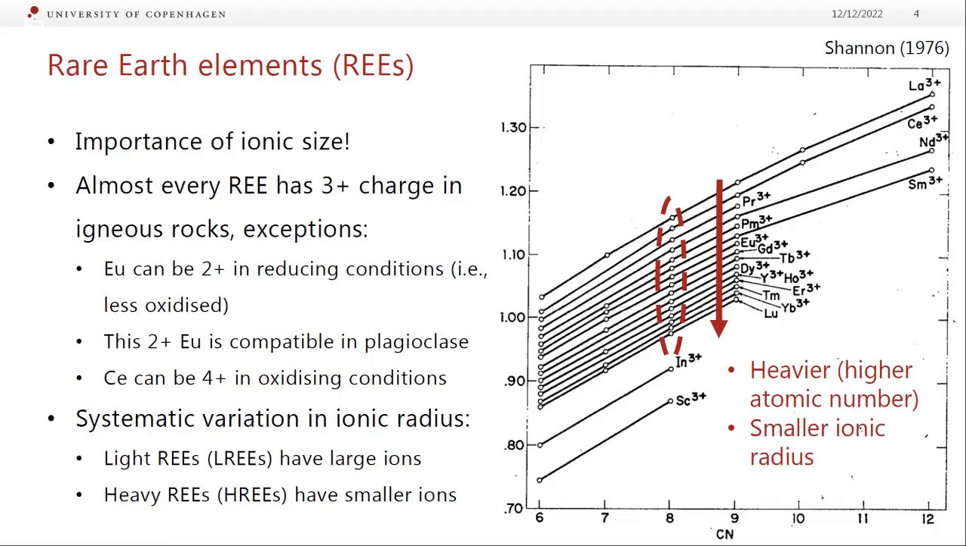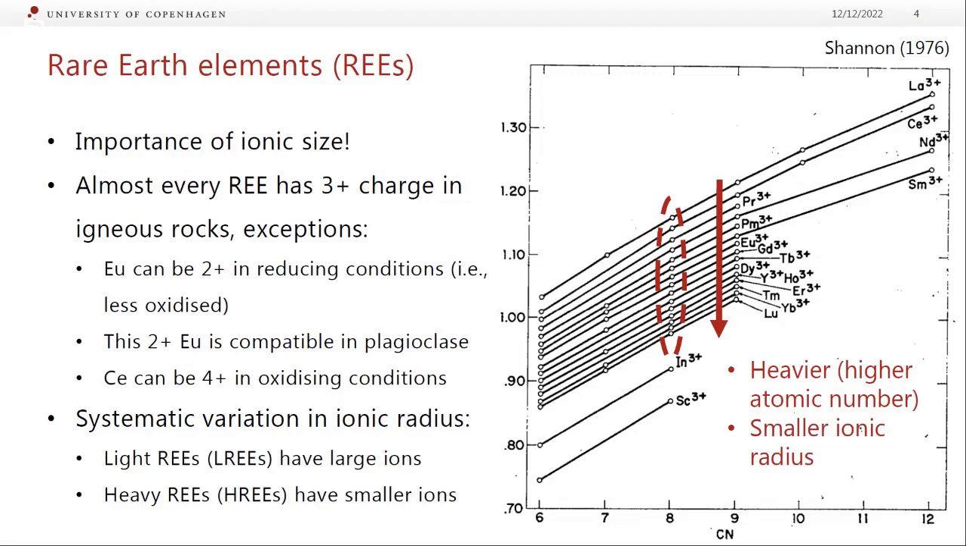And that, as a 2+ ion, europium is compatible in plagioclase, and that will be important later. Cerium, which is one of the light rare earths, towards the left of that group on the periodic table, can be 4+ in very oxidizing conditions.